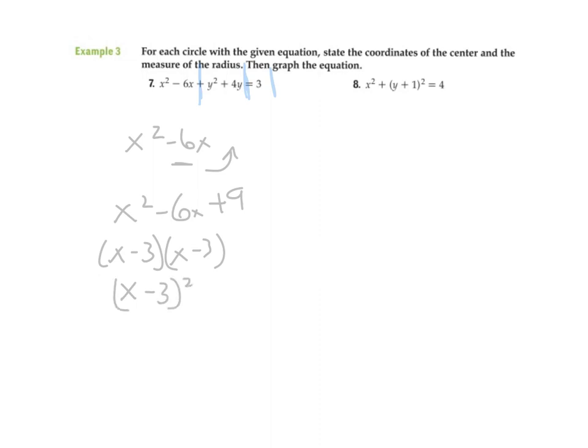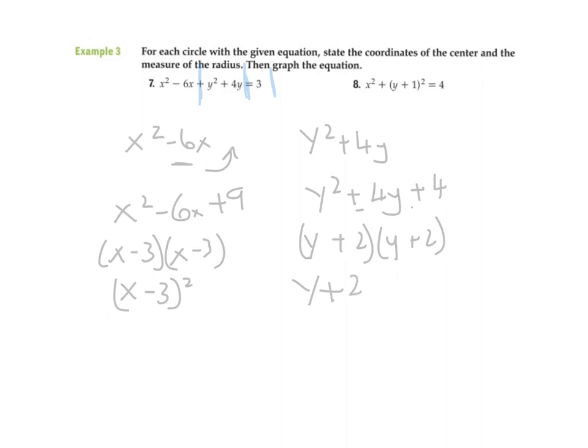Let's do the same with the y's. So now we've got y squared plus 4y. Halve it and square it, so it's going to be y squared. Half of 4 is 2, and 2 squared gives us 4. If we factor that, you're going to finish with y, and both of these are positive, so it's going to be y plus 2, which will give us y plus 2 squared.